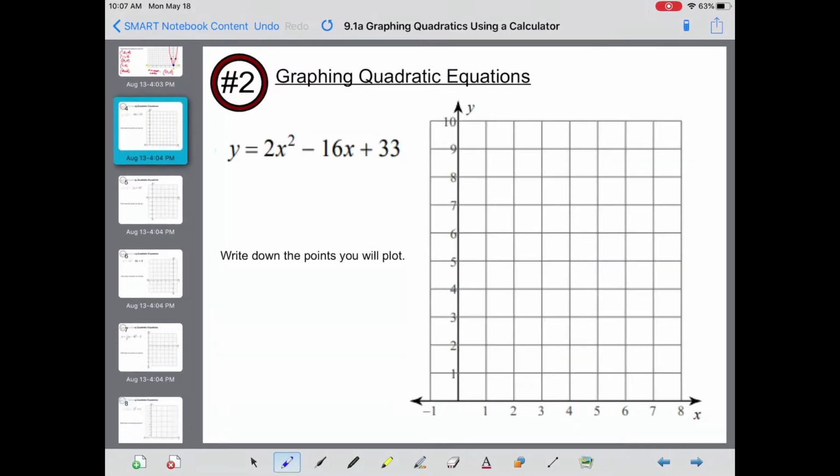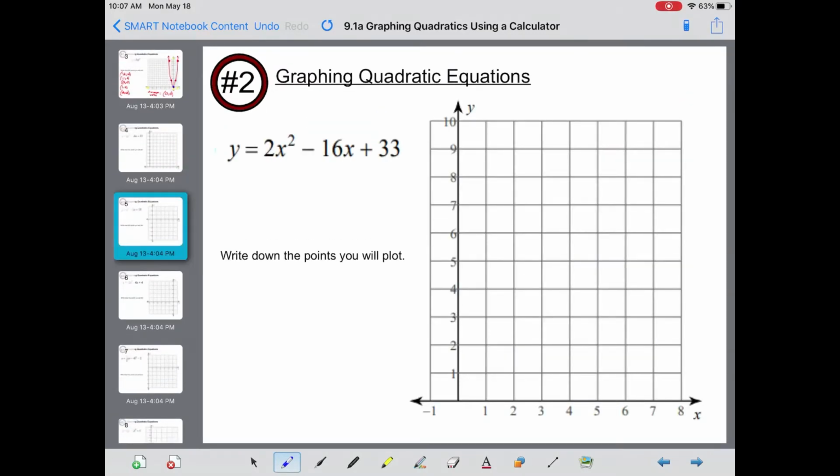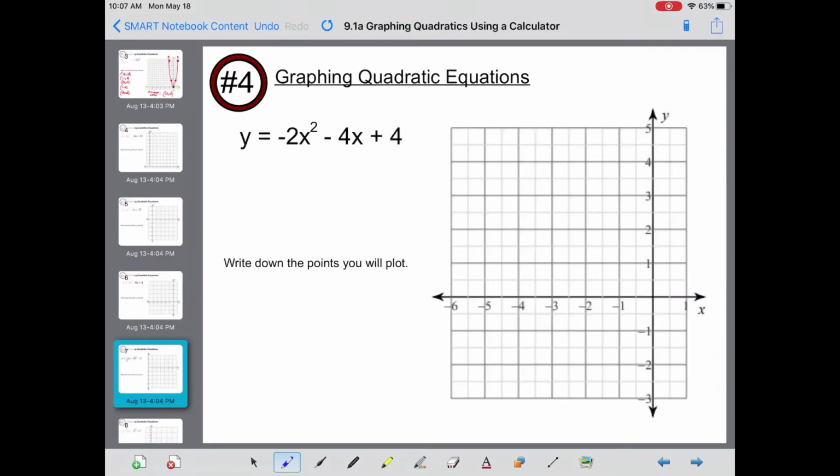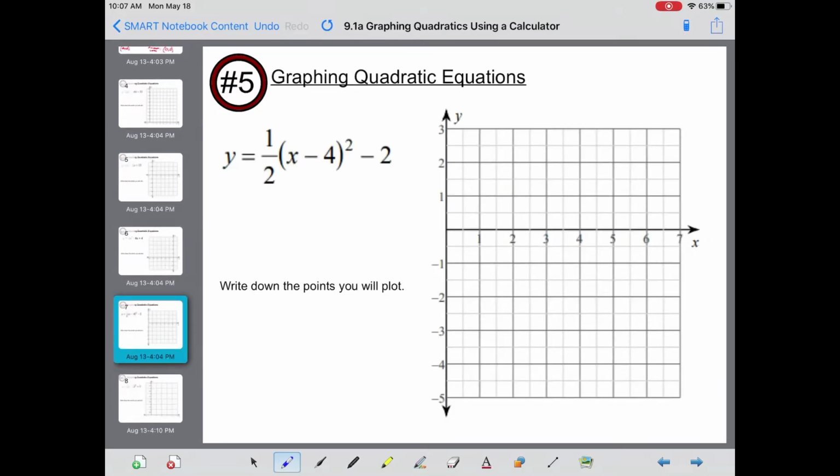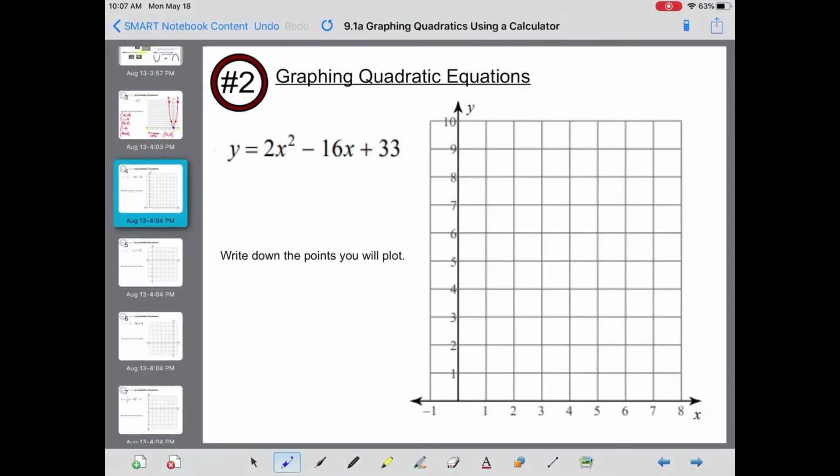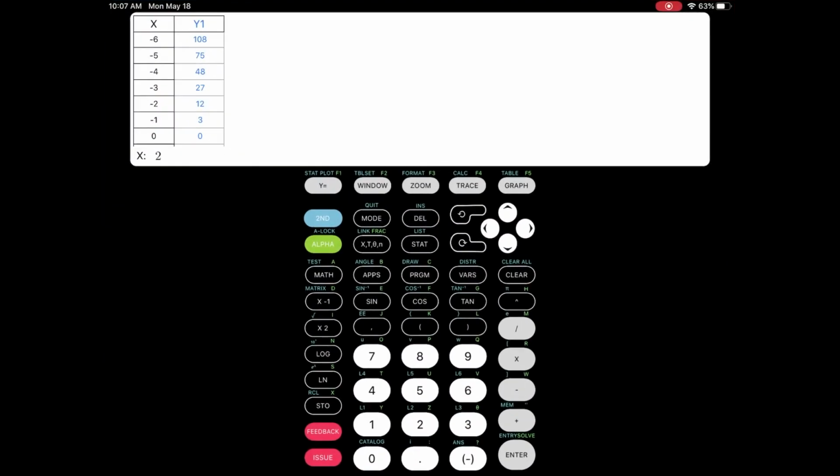Right here. It's the turning point of the graph. Okay. Now we're just going to do that a few more times. Like I said, remember, feel free to pause so you can complete your graphs before you start the next one.